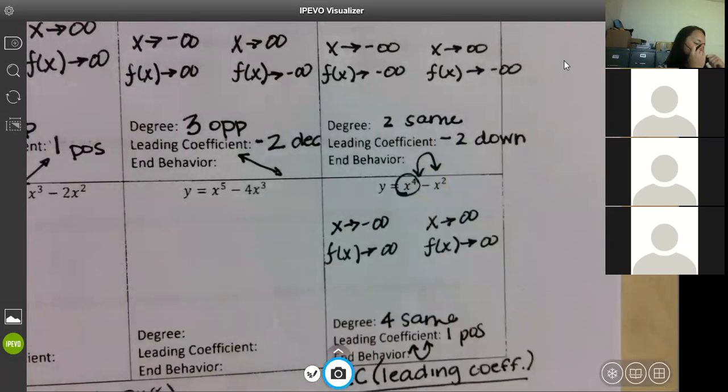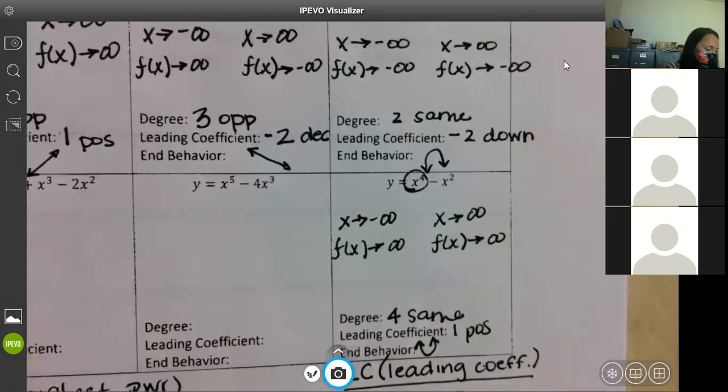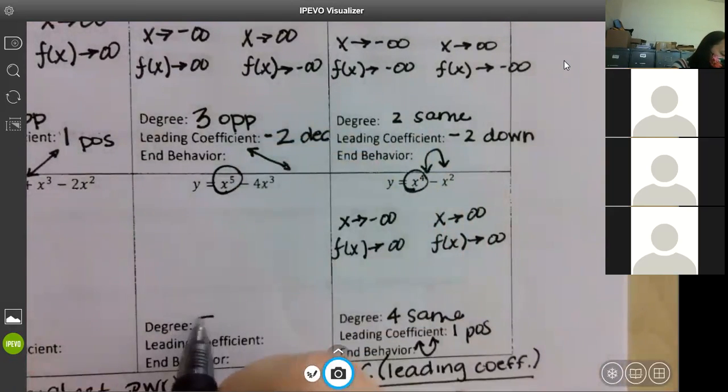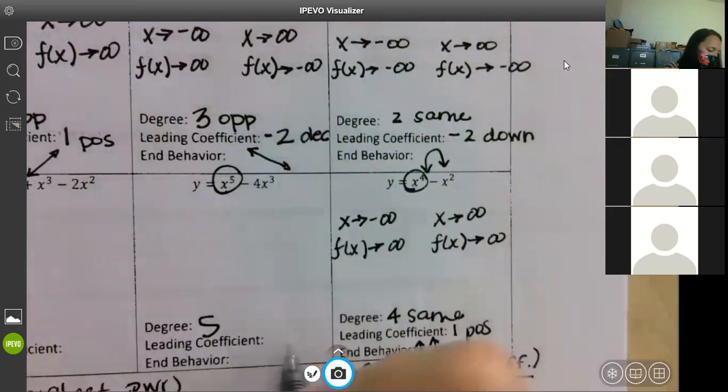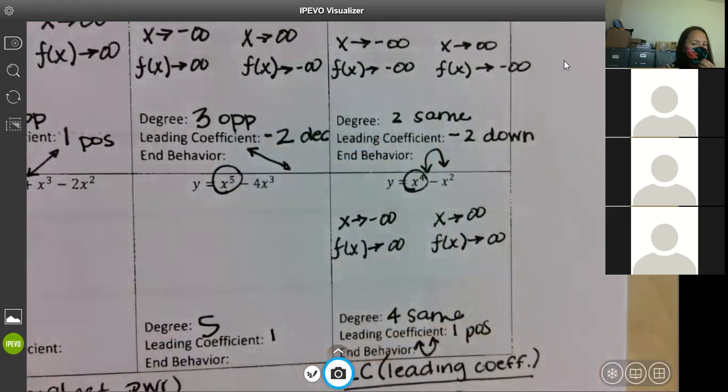Zoomers, you got the next one. What's your degree? 5. What's your leading coefficient? Somebody else? 1. What does that tell you? Somebody else?